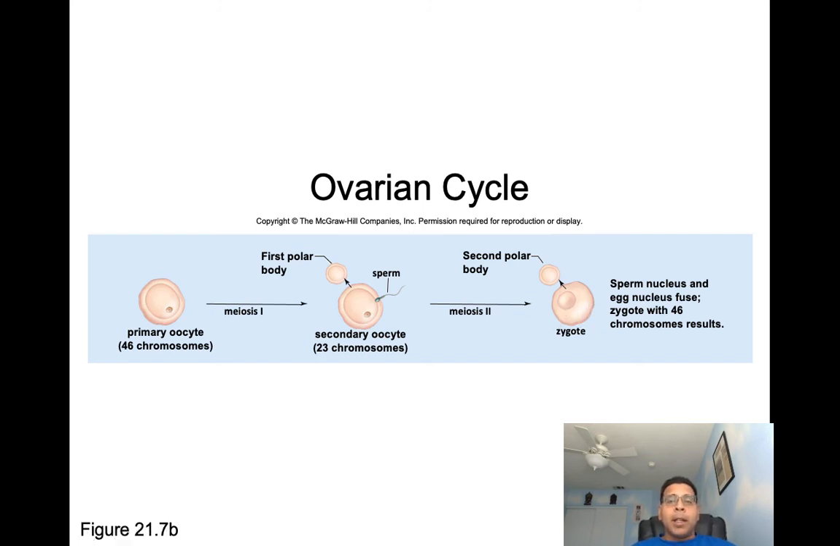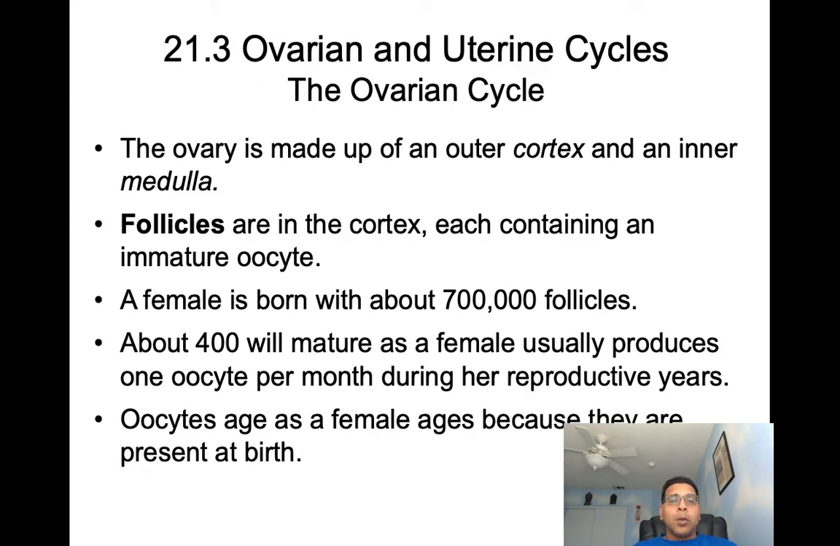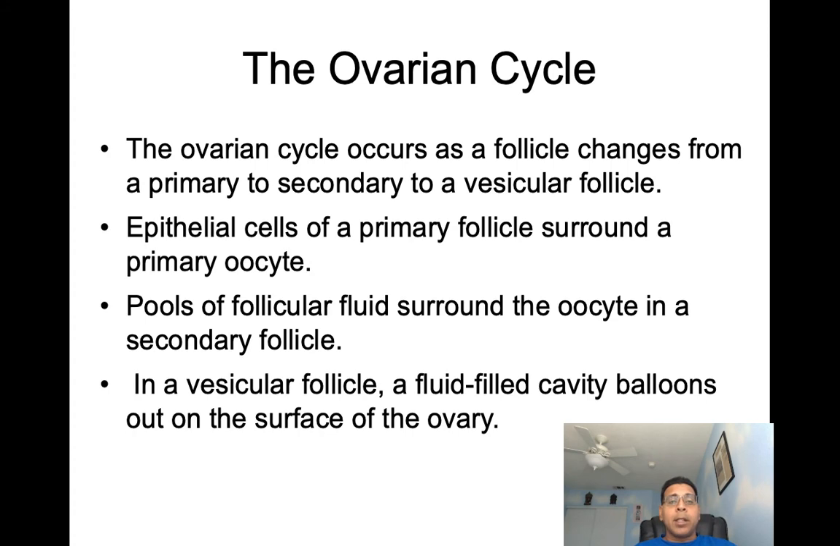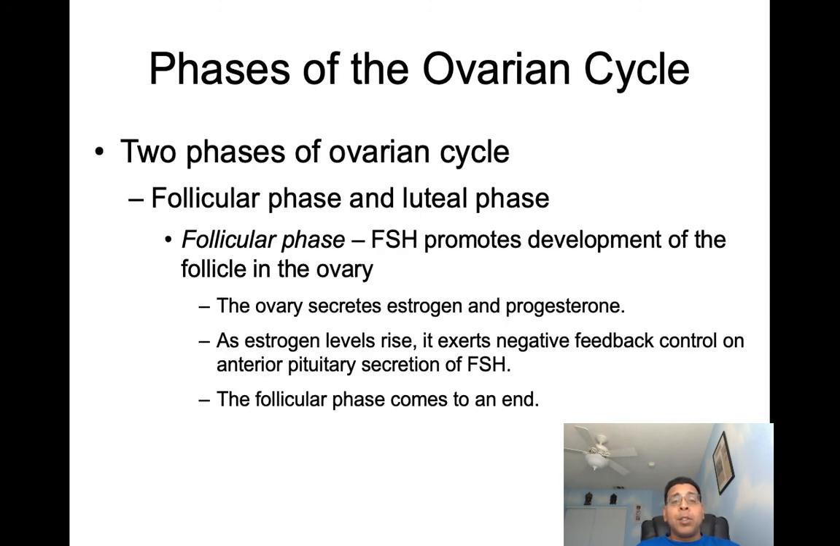So let's go back and check out the phases of the ovarian cycle. When we talk about the phases of the ovarian cycle, I want you to know that it is going to be divided into 2 phases. The first half of the cycle is going to be called the follicular phase. The second phase is going to be called the luteal phase.